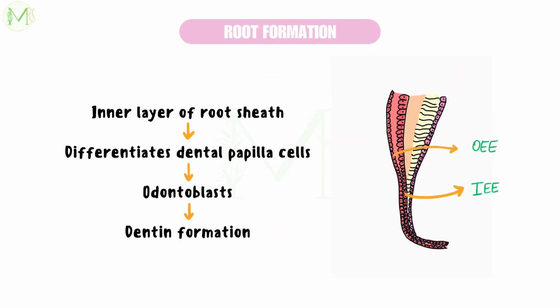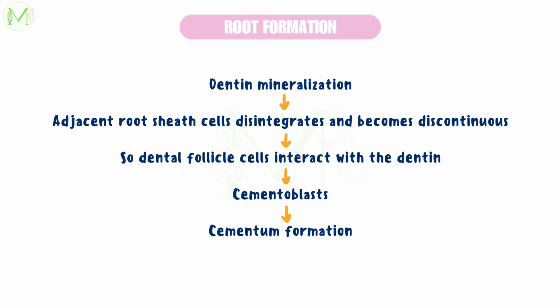The inner layer of root sheath differentiates the dental papilla cells to form odontoblasts, and these odontoblasts are responsible for dentin formation. Once the dentin gets mineralized, the adjacent root sheath cells disintegrate and become discontinuous. Now, the dental follicle cells interact with the dentin, which leads to formation of cementoblasts, and these cementoblasts are responsible for cementum formation. And that brings us to the end of the video.